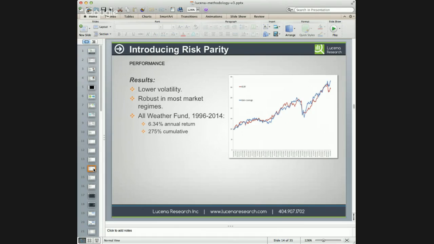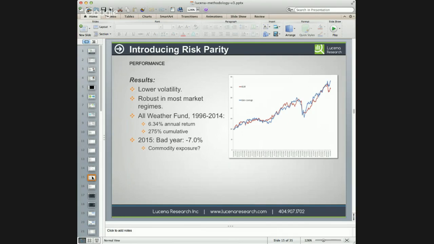So this is how that strategy has worked since 1996. Since that time period, nearly 300% cumulative return. You don't see it versus the S&P 500 here, but it's got much lower volatility. This is performance of Ray Dalio's all-weather fund, and it's churning out on average 6.3% per year.